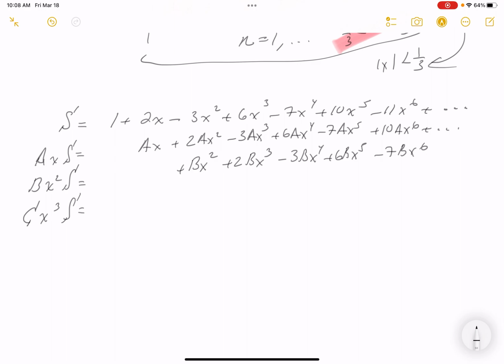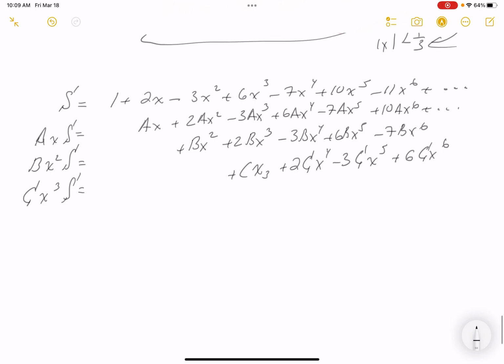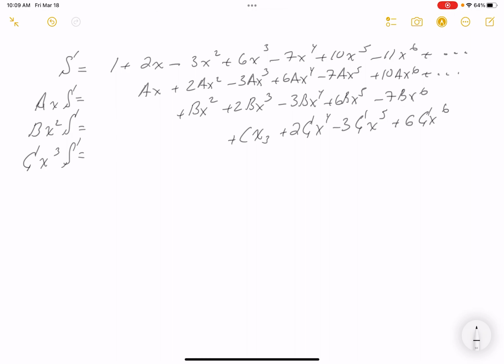Well, I got to write it down, don't I? So what's it going to be? I'm multiplying by x cubed, right? So it's going to be cX cubed plus 2cX^4 minus 3cX^5 plus 6cX^6. All right, we're going to add these together like we've done in the past with the assumption that things are going to be disappearing.